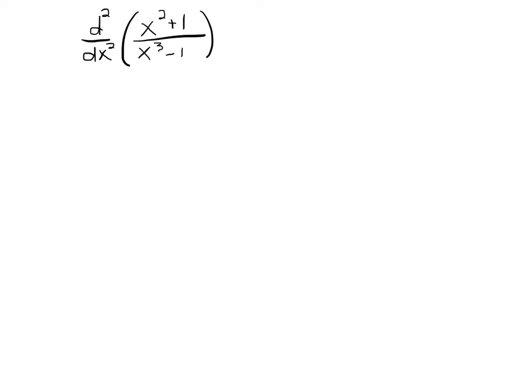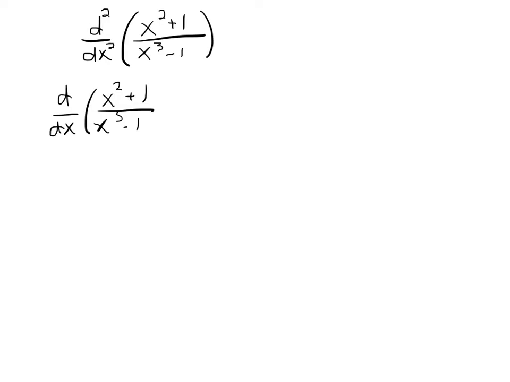The directions here are to evaluate this, and this meaning find the second derivative of this function with respect to x. Well, to find this, we have to first find the first derivative. So d over dx of this hot mess, this is a quotient.